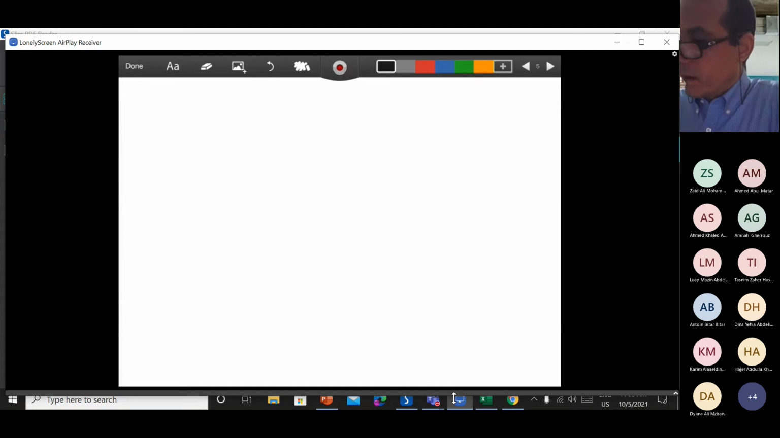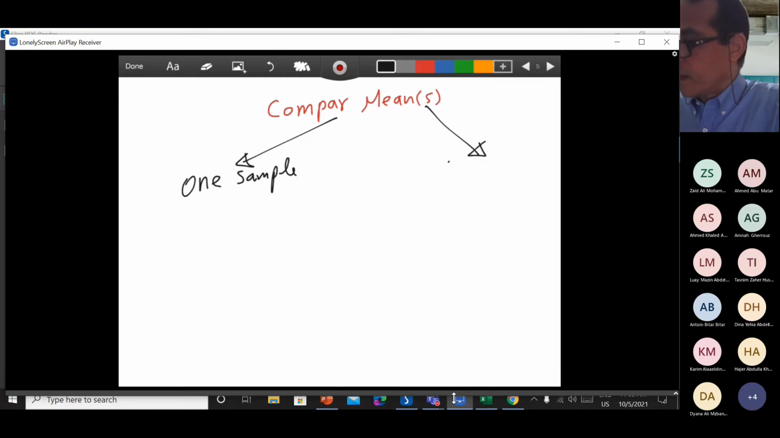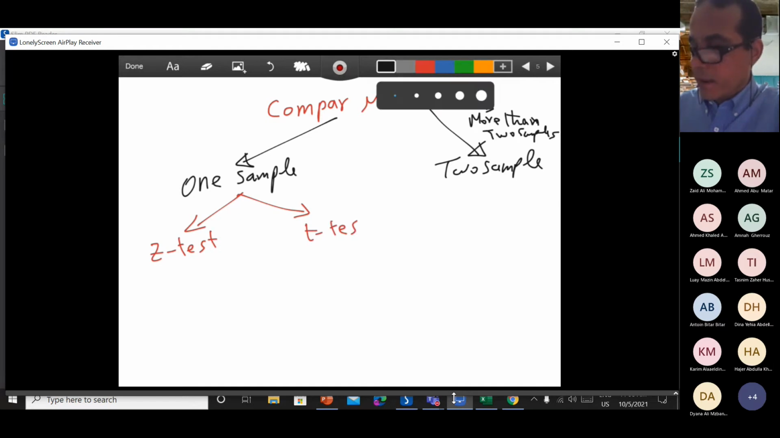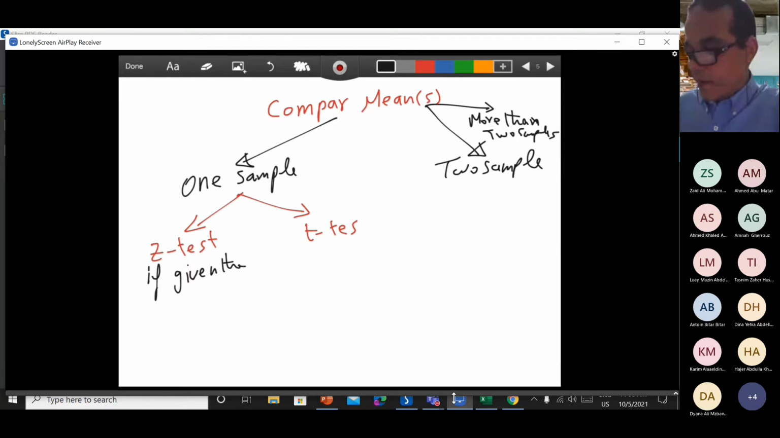Now I will give you the summary for what we are going to do. You have to compare mean or means. If you have one sample, and when you have two samples, or sometimes you have more than two samples. Okay, we said if we go for one sample, we are going to go with Z test or we go for t-test. You go for z-test when given the population standard deviation of the population.